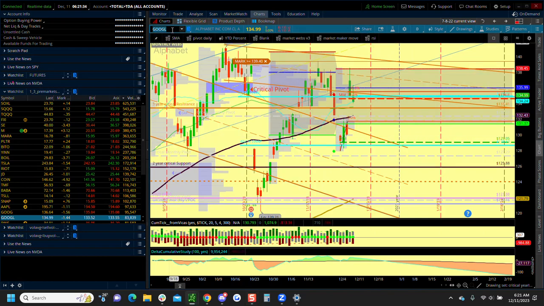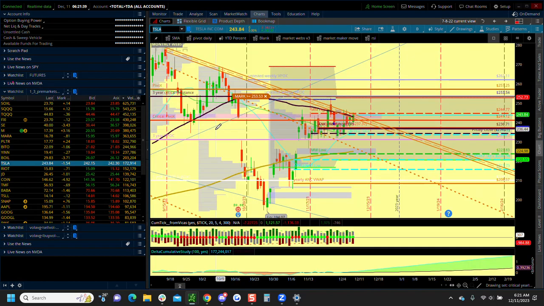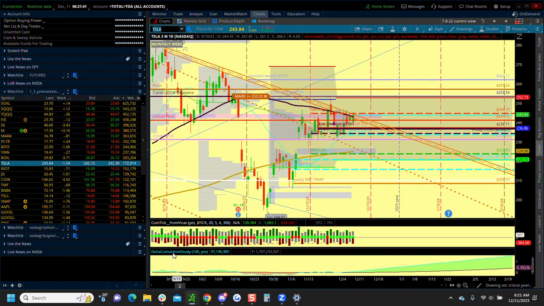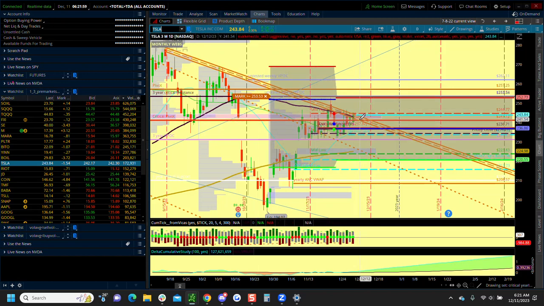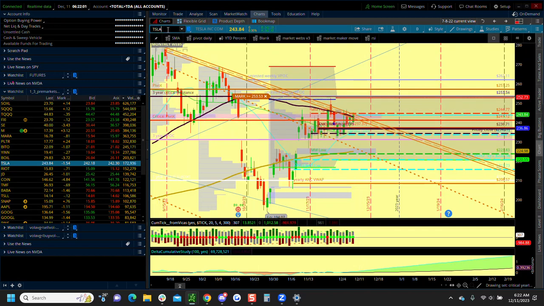Some things I'm looking at this morning. Tesla is really one of the top ones here. So Tesla down here, if you look at your Delta cumulative study, we're really starting into a strong delta zone on Tesla. So I'm really watching this one for setting up for a breakout. It's down a little bit from Friday, but I'm watching this one really close for a breakout trade if they want to continue this market higher this week.